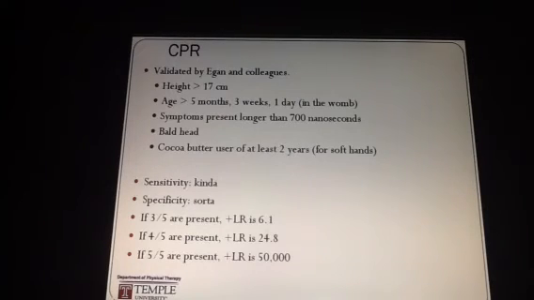Sorta specific. It's important to note that if there's 3 out of the 5 present, there's a positive likelihood ratio of 6.1. 4 out of the 5 present, likelihood ratio is 24.8. And if 5 out of the 5 criteria are present, the likelihood ratio is 50,000.